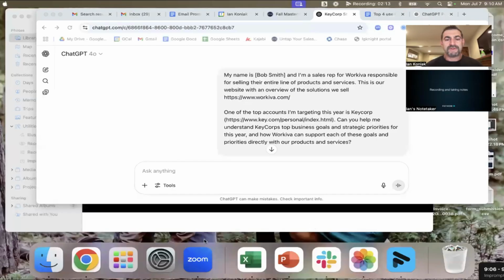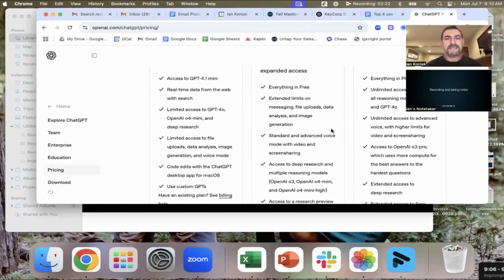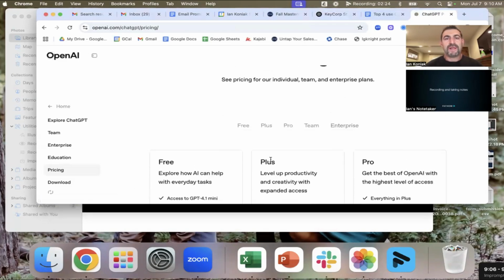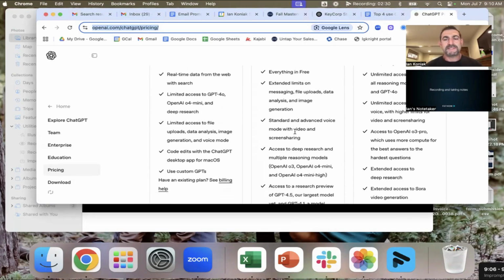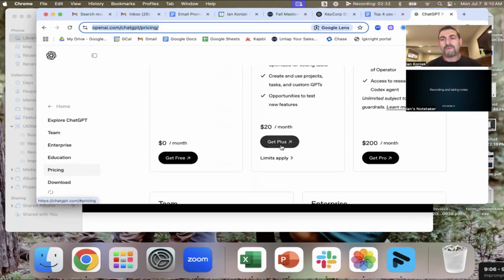Third thing is you need to have the right edition of ChatGPT to be able to do this functionality. So I'm going to share my screen. We're going to make sure we have this all set up properly, and I'll show you what edition you need. So you need this ChatGPT Plus. If you go to ChatGPT pricing right here, openai.com/ChatGPT/pricing. It's that middle one. It's $20 a month. It's month to month. You can cancel anytime.